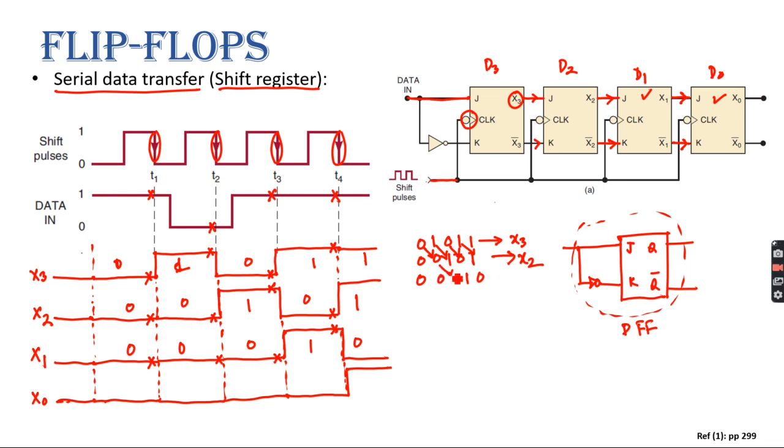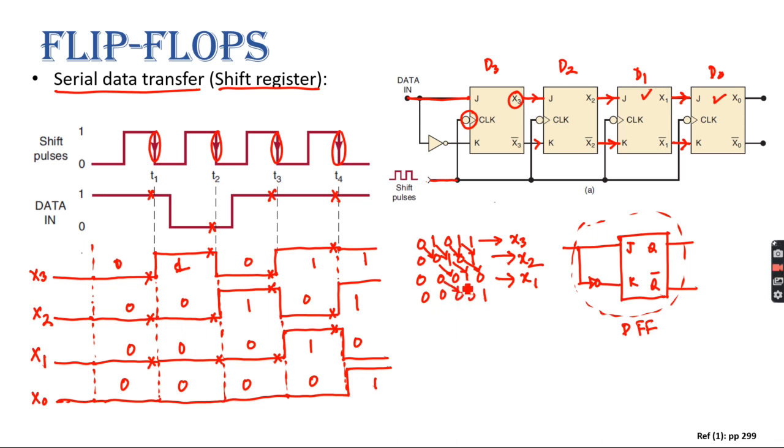So this 0 is in the next pulse, this 0 is shifted here, this 1 is shifted here, and this 0 is shifted here for X1, right? Yes, sir. Can you see that? And for the last one, 0, 0, 0, 0, 1. So 0, 0, 0, 0, 1. So what is happening here?